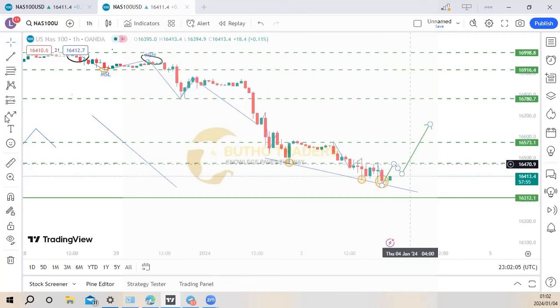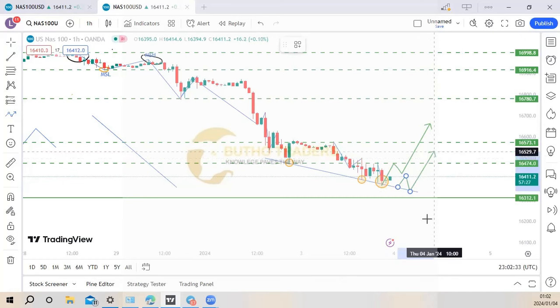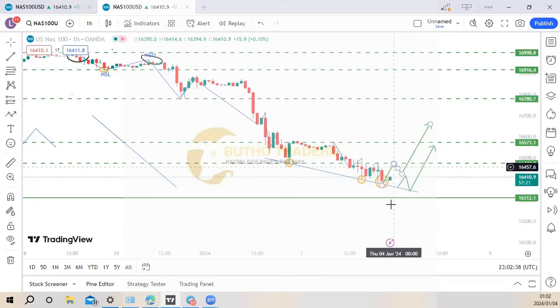Or it can do this. Come here, and before it goes up that much, it comes back again, sits here, and then before it goes, it doesn't go down, then continues to swing high. Understand? Continue breaking that structure, swinging high. This is how the market can go, guys.